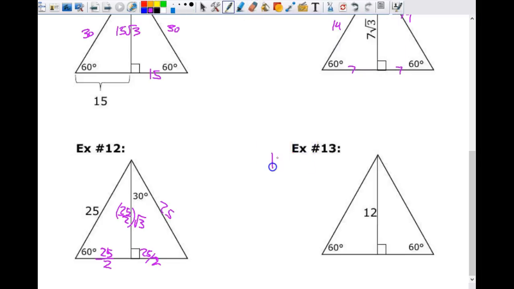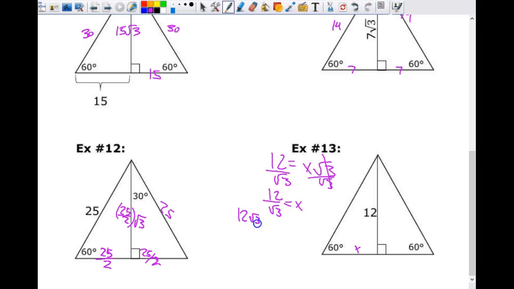We know 12 is some number times root 3, correct? Let's get x by itself. This is x, this is our small side down here. So we're going to divide both sides by root 3. Cancels out, we get 12 over root 3 is equal to x. That's a legitimate answer. At this point, you could type it in your calculator and you'd be done. But unfortunately, we have to put this in the correct form. We're going to multiply the top and the bottom by root 3. We're going to rationalize this denominator.